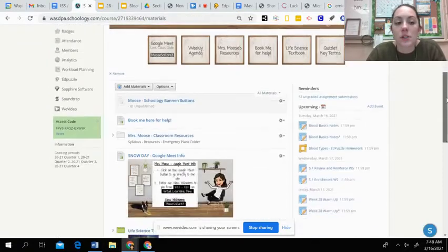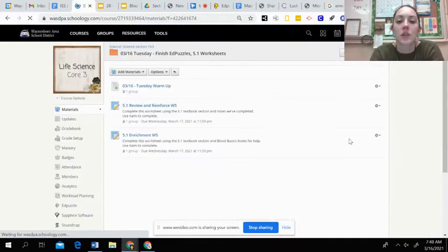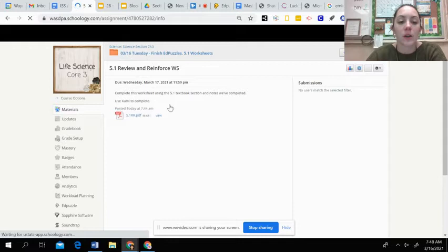So on Schoology, in today's folder, if you need to finish up any ed puzzles, the sex-linked traits ed puzzle from last Friday or the blood types ed puzzle from yesterday, please make sure you do that. Then you're just working through a couple worksheets today on topics from 5.1. So you're going to obviously click on the worksheet. We're going to open them in Kami.